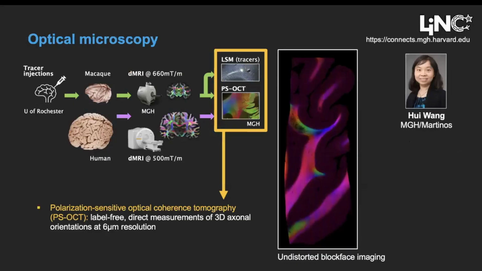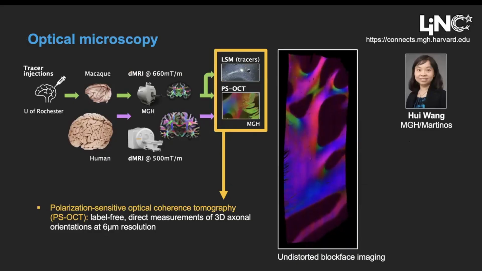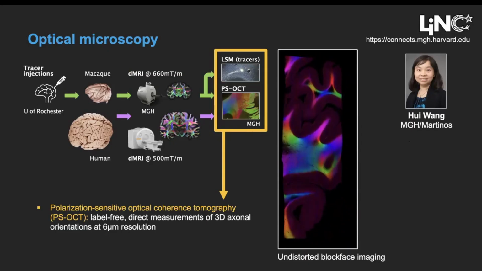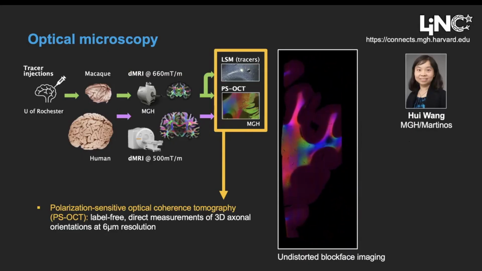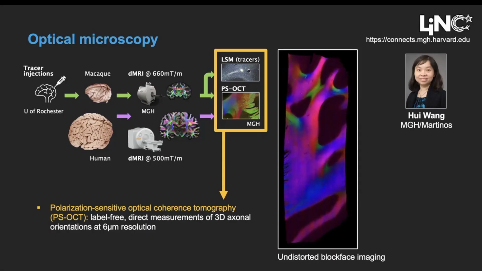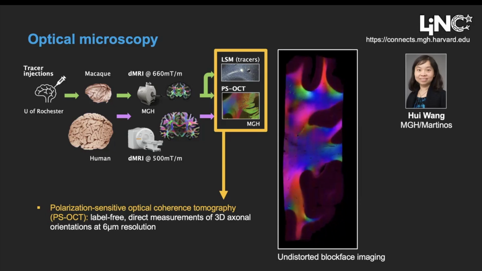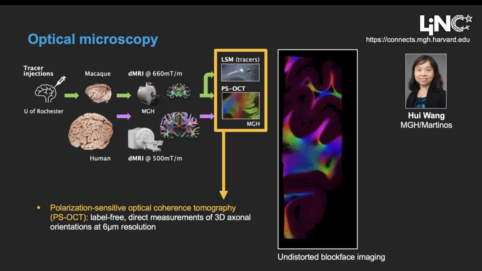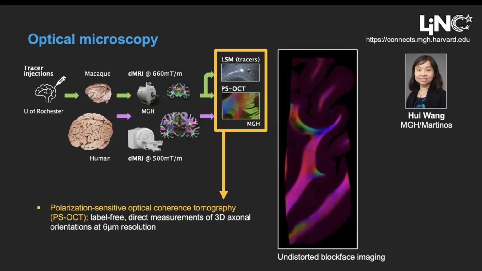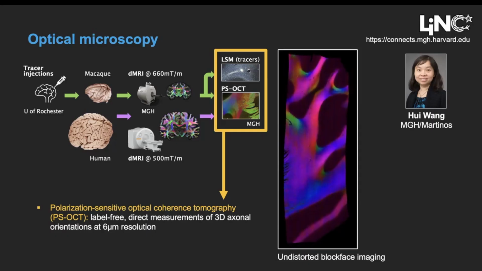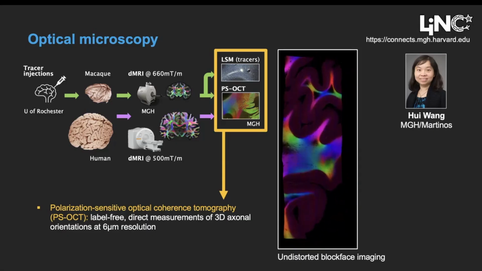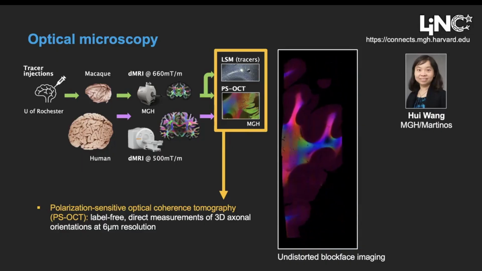So what will happen to these hemispheres, both the macaque and the human ones, after diffusion MRI? The first step is to collect the data that I showed you earlier, the polarization sensitive optical coherence tomography data, or PSOCT, that involve direct measurements of 3D axonal orientations at microscopic resolutions. But now not in small samples, but in whole hemispheres. And this is work that is led by Hui Wang here at the Martino Center.